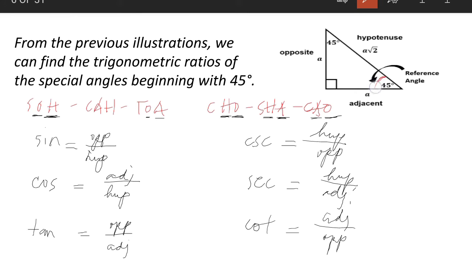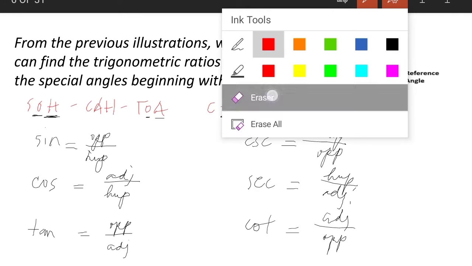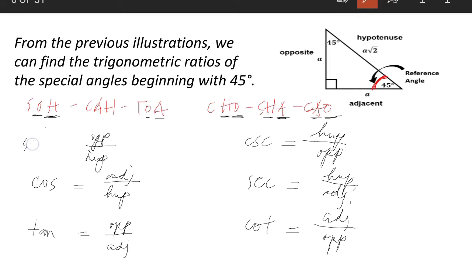So this will be our reference angle. Using the reference angle 45 degrees, we can actually find the 6 trigonometric ratios. So we will write here sine 45 degrees, cosine 45 degrees, tangent 45 degrees, cosecant 45 degrees, secant 45 degrees, and cotangent 45 degrees. Sorry for my pen, it's not working properly.